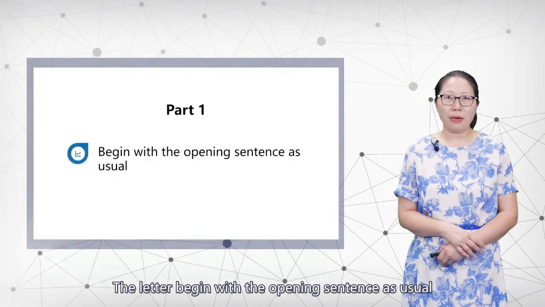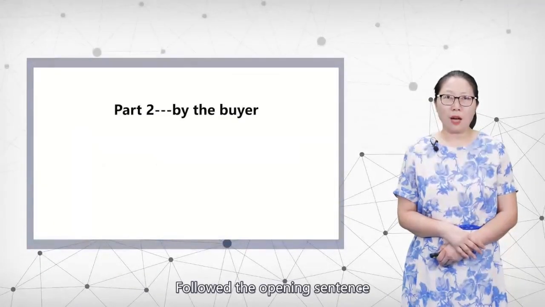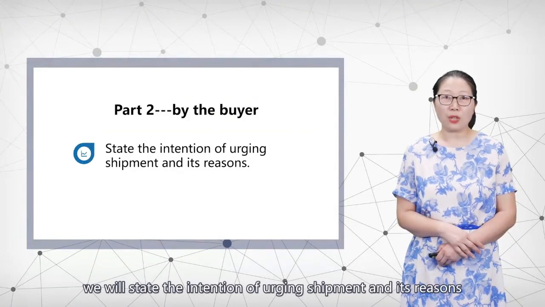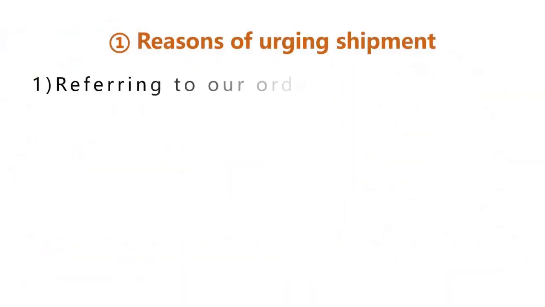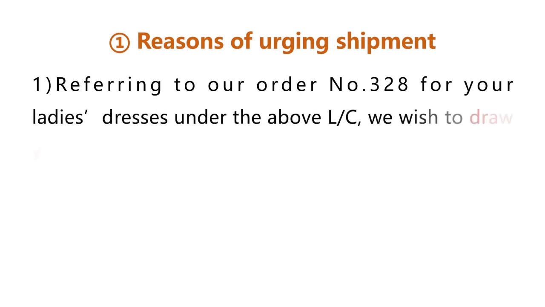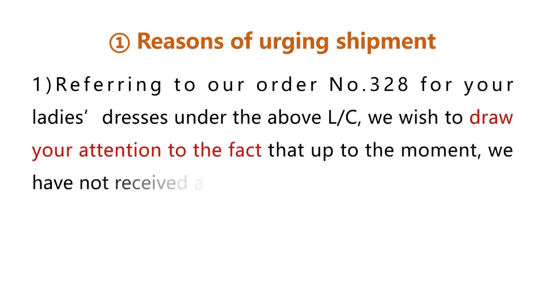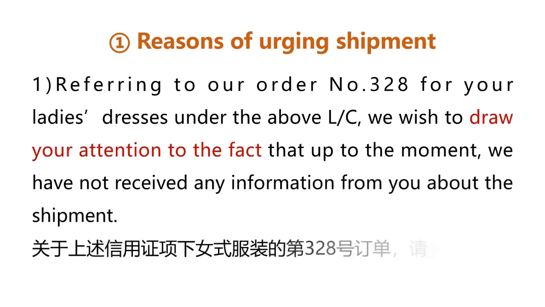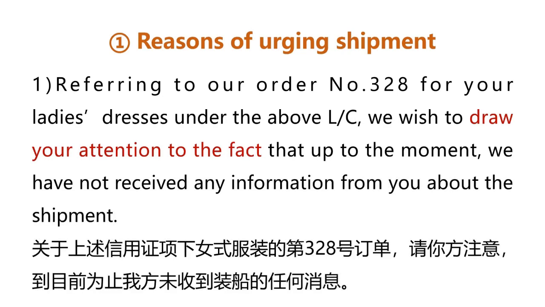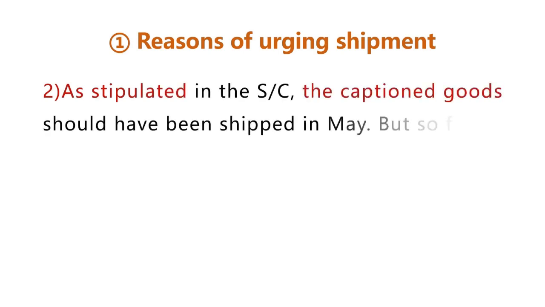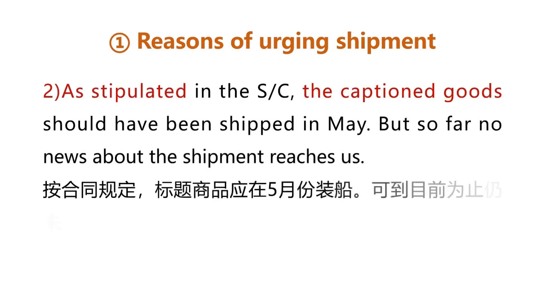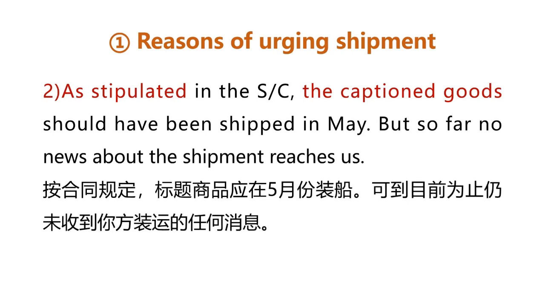The letter begins with the opening sentence as usual. Following the opening sentence, we will state the intention of urging shipment and its reasons. Look at the samples. Reasons of urging shipment. Referring to our order number 3 to 8, for your ladies' jackets under the above LC, we wish to draw your attention to the fact that, up to the moment, we have not received any information from you about the shipment. As stipulated in the SC, the captioned goods should have been shipped in May, but so far no news about the shipment reaches us.